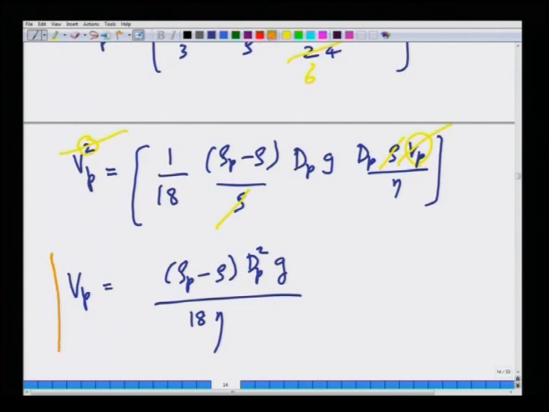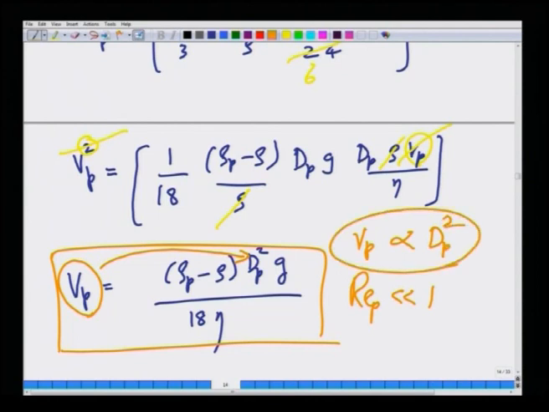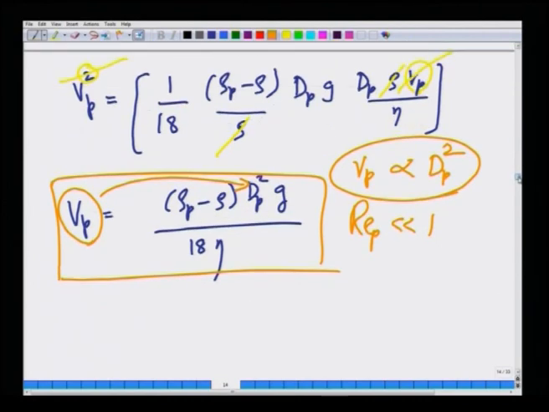So, for low Reynolds numbers, the settling velocity is given by this expression. Notice that the settling velocity for low Reynolds numbers is proportional to the square of dP, the particle diameter. Okay, that is a key. If everything remains constant, if you just worry about the variation of the settling velocity on the particle diameter, it goes as the square of the particle diameter.